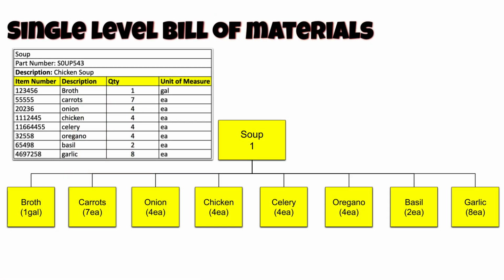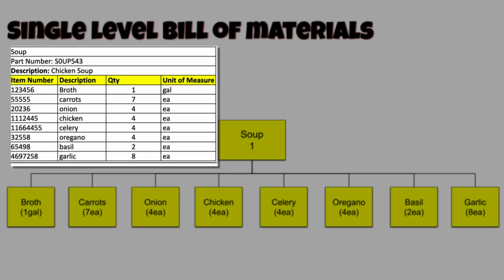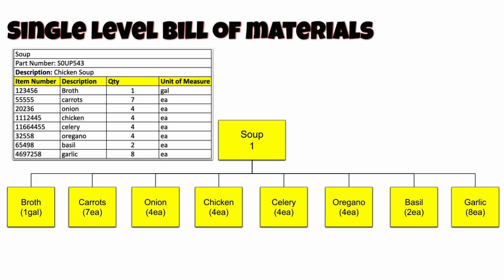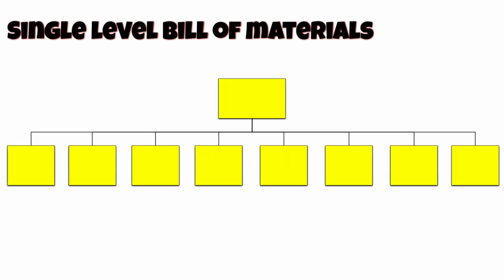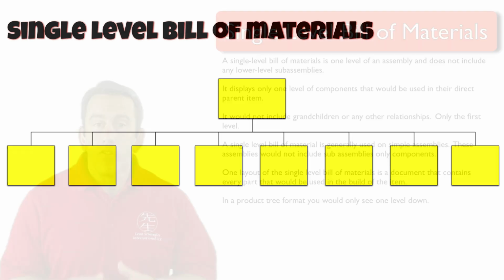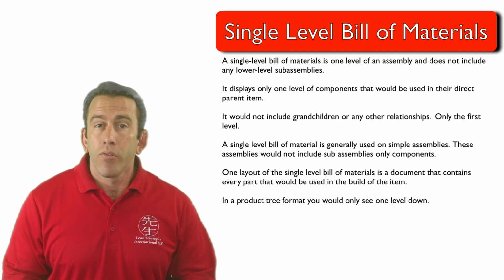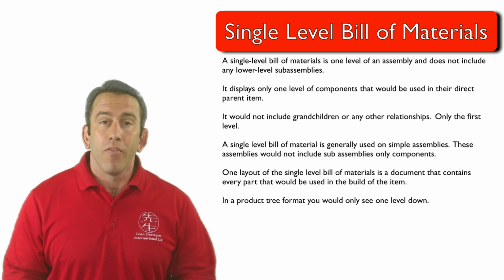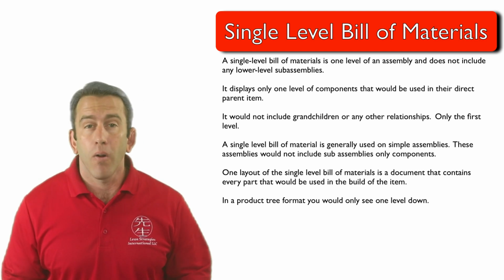One layout of the single level bill of materials is a document that contains every part that would be used in the build of the item. The listing would also be in order as there is only one single level. In a product tree format, you would only see one level down. As you can see, the basic structure of a single level bill of materials would only allow one level of children in the form of components, assemblies, or materials.